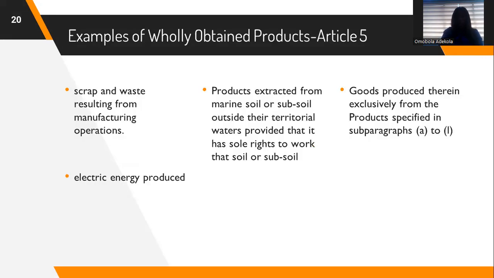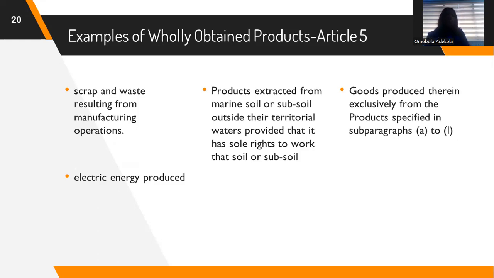So I'll go back to wholly obtained products. That slide was supposed to come before this one. So we have scrap, it is from the article itself. To continue with examples of wholly obtained products, we have scrap and waste resulting from manufacturing operations. Those are examples of wholly obtained products.